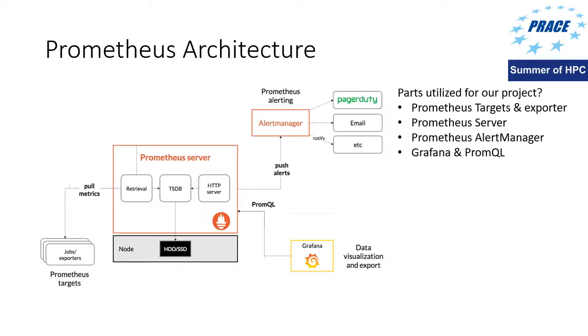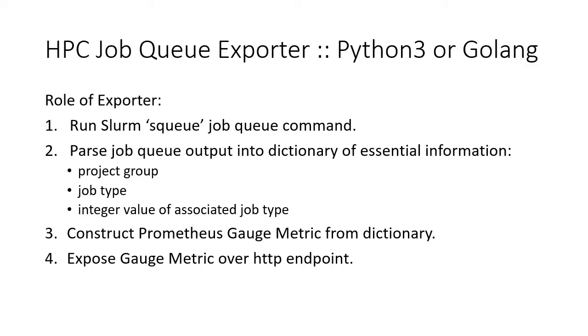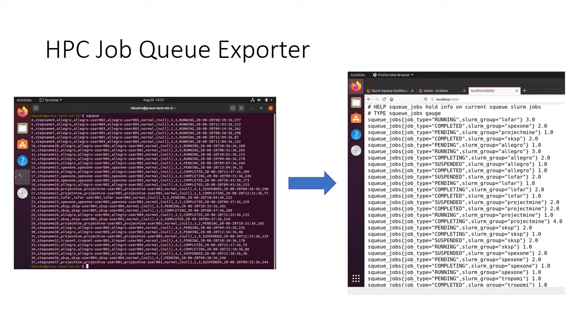running. The Prometheus architecture is used as a basis for our time series monitoring system. The HPC exporter is available in a Python 3 or Golang package. Firstly, we run an HPC job queue scheduler command such as the Slurm squeue command. We then parse the output into a dictionary, construct a Prometheus gauge metric from the dictionary, and expose the metric over an HTTP endpoint. On the left, we can see the output after running the squeue Slurm command, and on the right, after parsing the output, we can see the gauge metric exposed over localhost 8000.